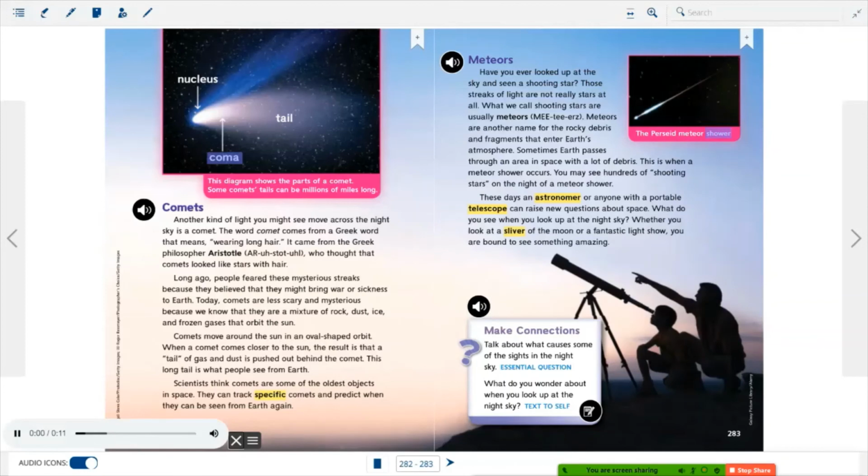Make connections. Talk about what causes some of the sights in the night sky. What do you wonder about when you look up at the night sky?